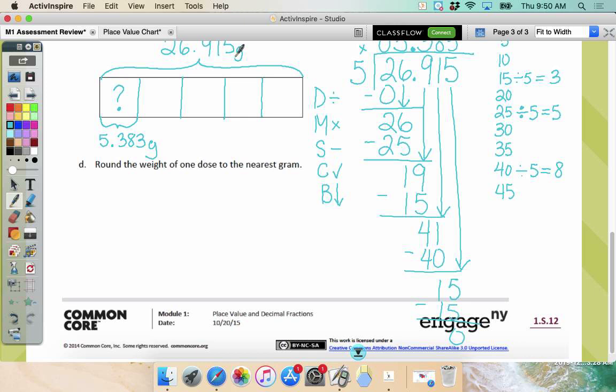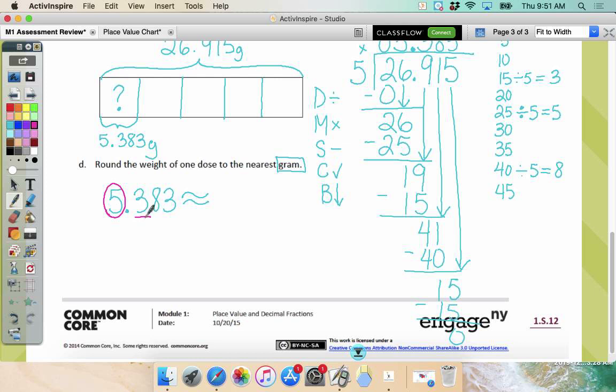This is perfect timing. Round the weight of 1 dose to the nearest gram. So what place value would that be? Ones. Where's the gram on my place value chart? In the ones place. Okay? So 5.383, and we're going to round it to the nearest ones place. You know what to do? So find the ones place and circle that digit. Move to the right and underline. Now do you know what to do?